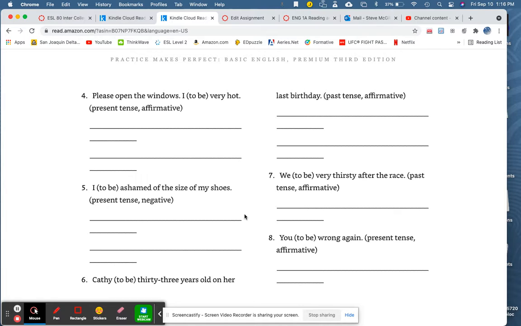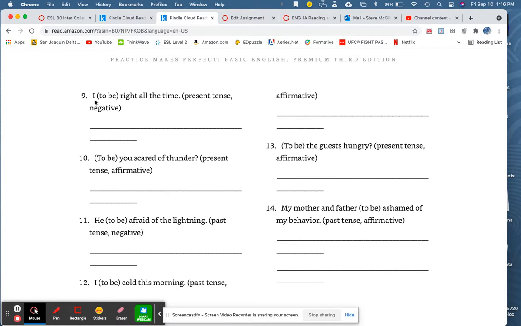Now I will read the rest of the sentences. 6. Kathy blank 33 years old on her last birthday. 7. We blank very thirsty after the race. Make sure you're looking at the parentheses. You blank wrong again. I blank right all the time. Blank you scared of thunder? He blank afraid of the lightning.